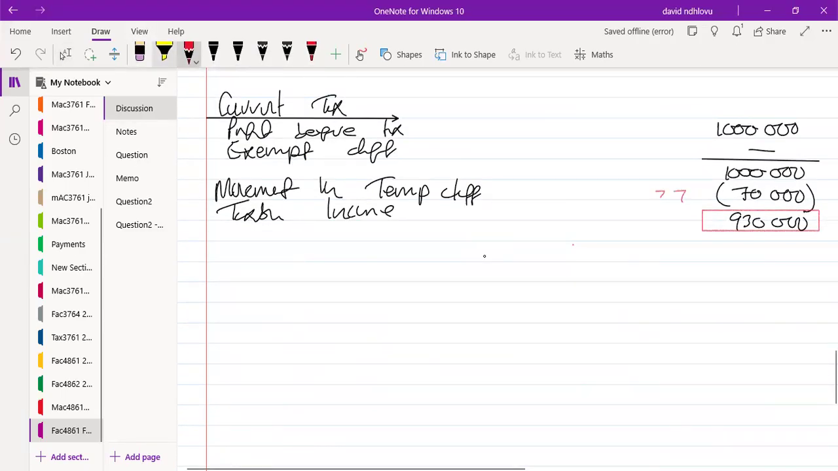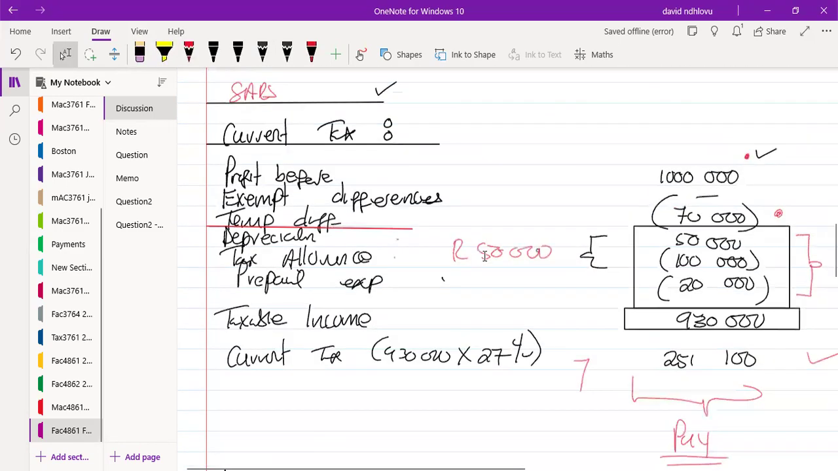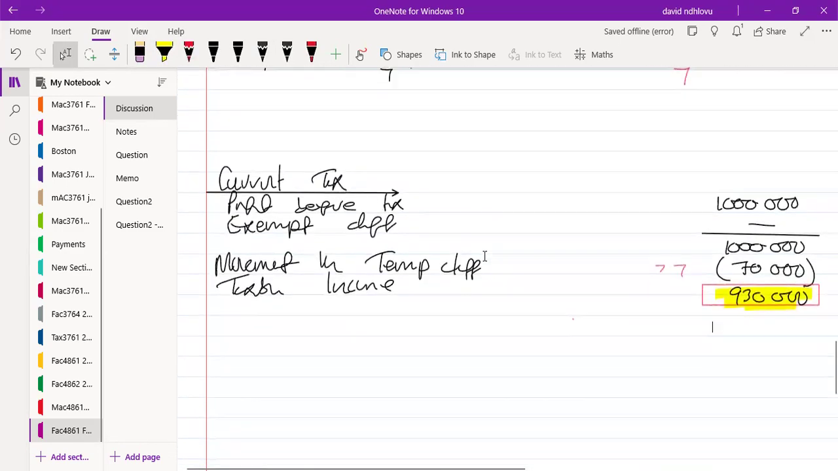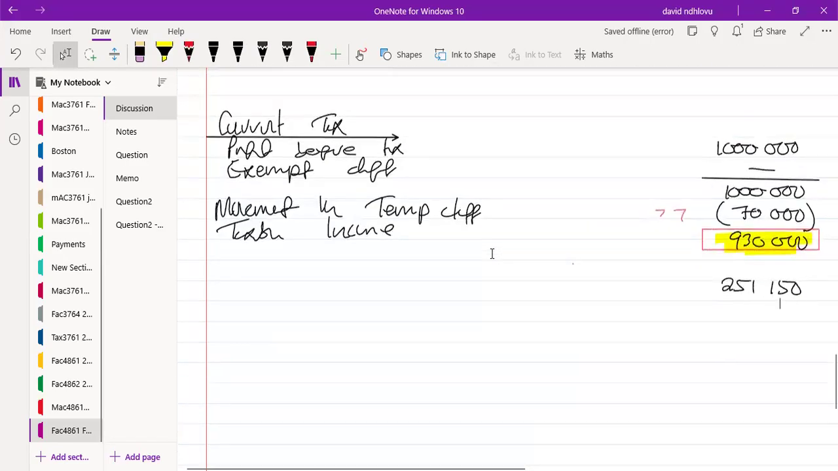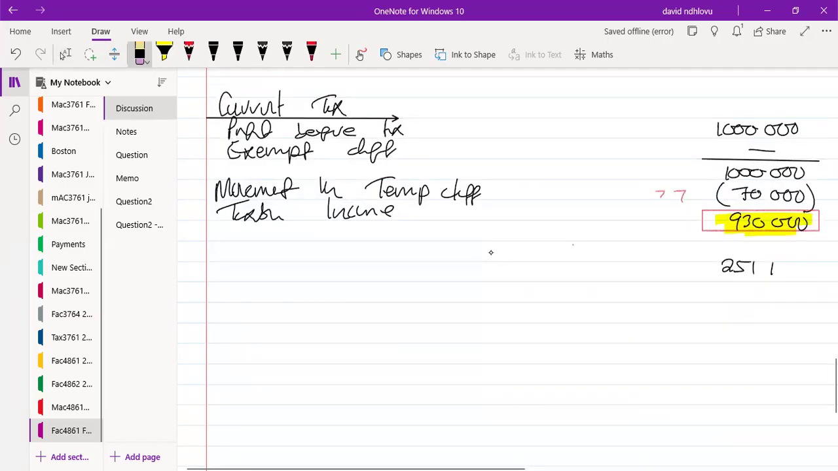And you will see that at the end of the day, you are calculating exactly the same as there. And eventually you get 251,100. So this will be your current amount or current tax. This is the amount that we are going to pay.